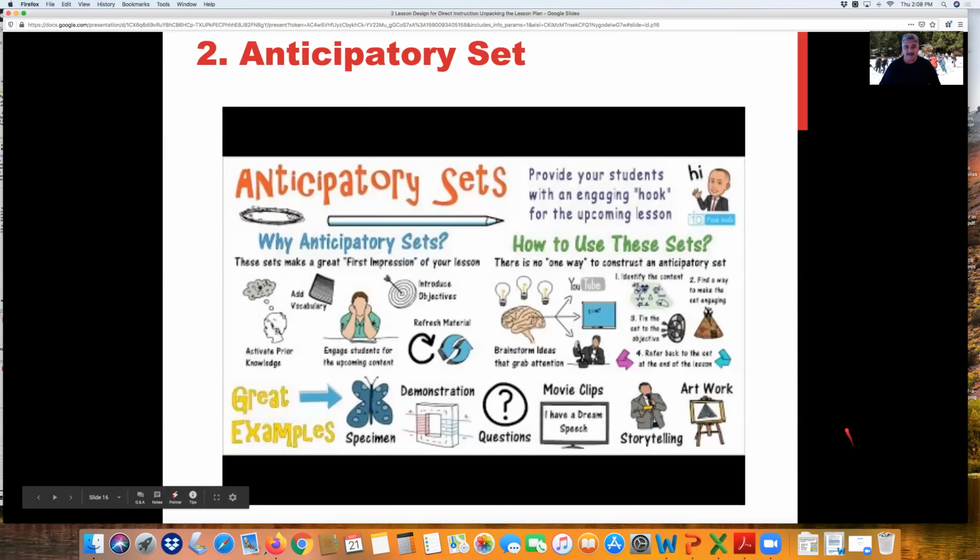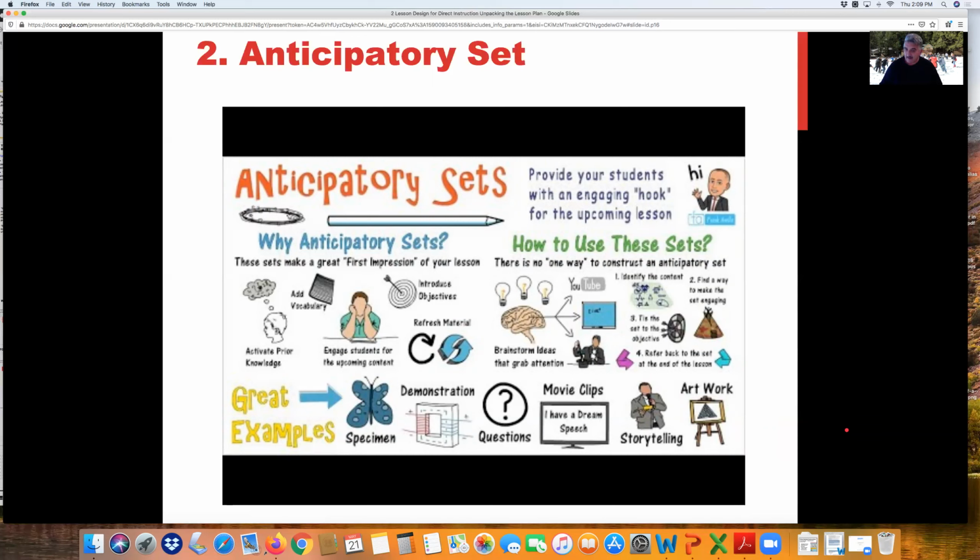The actual lesson that begins with kids is in the set. And it's just like the word says, anticipatory set. How are you going to start the lesson? Are you going to have some sort of engaging hook, something that's interesting? What's the first impression of your lesson?